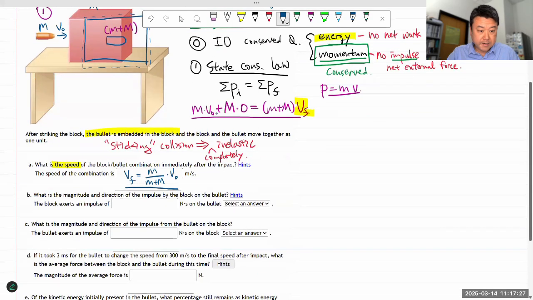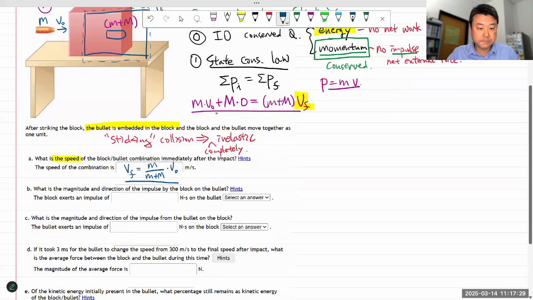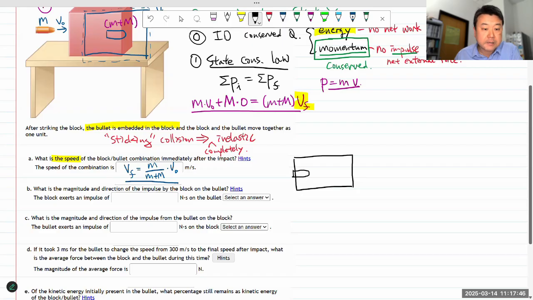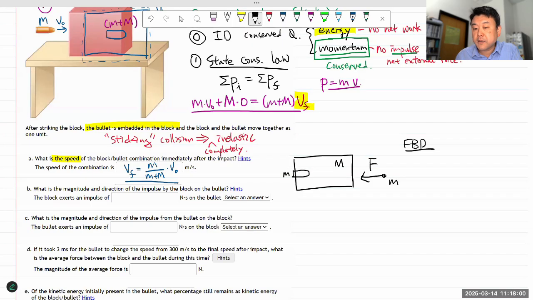Okay, part B. What is the magnitude and direction of the impulse by the block on the bullet? Okay, so let me just doodle a little bit to make sure that I understand. We are thinking of what's happening in the process of the collision. So the bullet is getting embedded. I can draw free body diagrams for this bullet and the block. For the bullet, it's slowing down, so there must be an applied force this way. The block is speeding up to the right, so there must be an applied force that way.